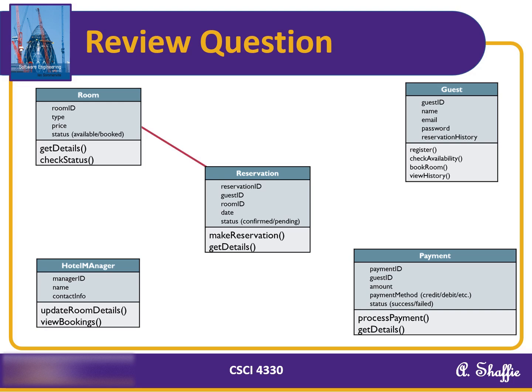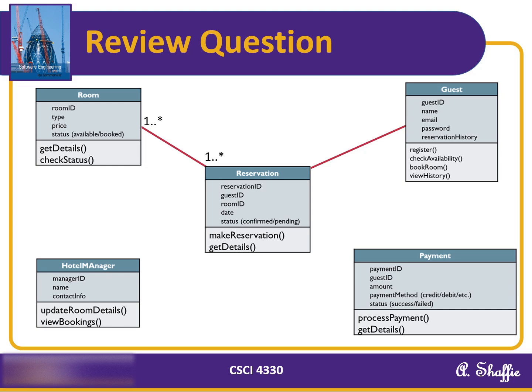The first link to consider is between the room and the reservation. What is the association here? It is clear that the relationship between the room and the reservation is many to many. A single reservation can include multiple rooms, such as when a large family needs several rooms. Conversely, a single room can be associated with multiple reservations, although these reservations would occur on different dates.